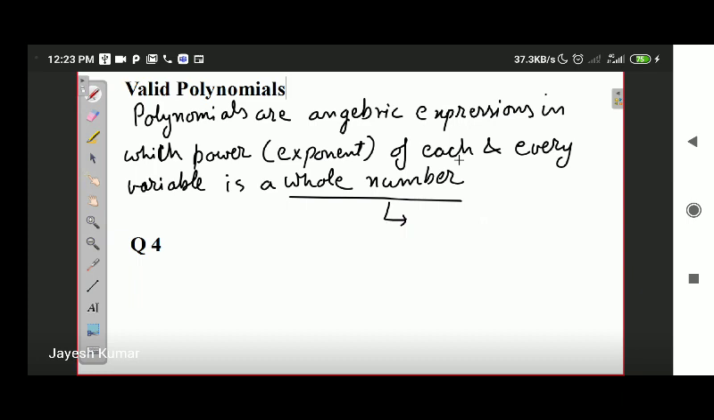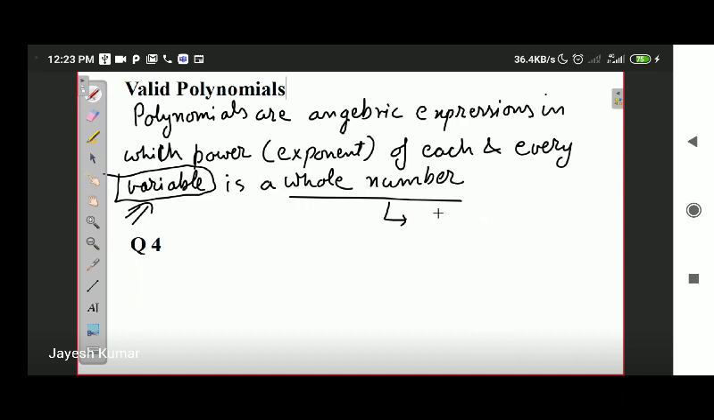So polynomials are algebraic expressions in which the power, or you can say exponent, of each and every variable is a whole number. It is important to point out that we are just talking about the variable. Once again, a whole number is not a negative number. Minus 10 is not a whole number. Plus 10 is a whole number.